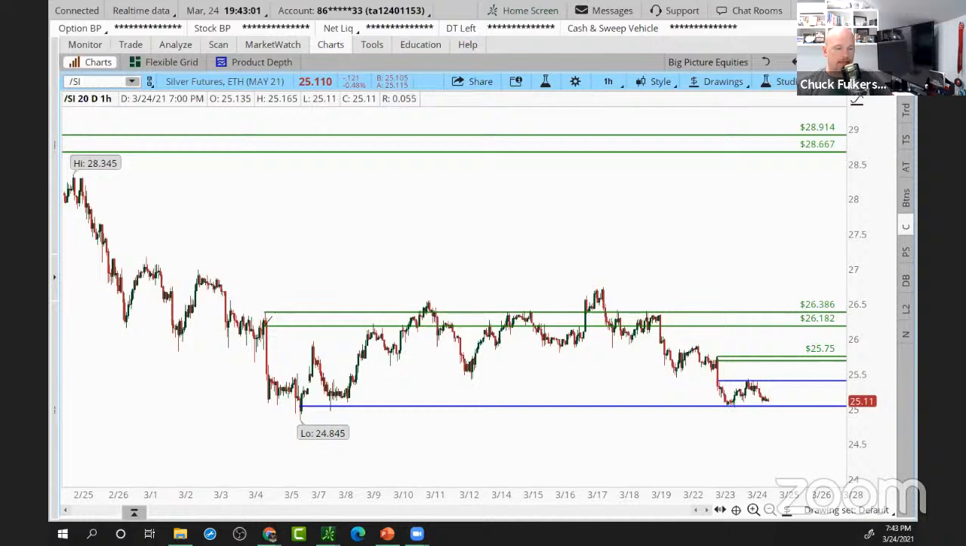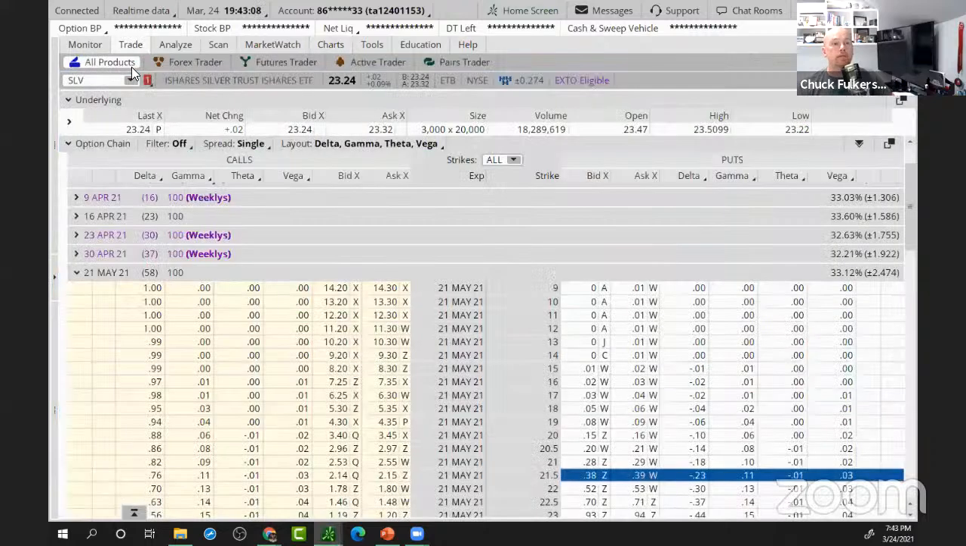Let's see. Kelly says, did you just show how to roll down, or did you go further out to the next expiration as well? I did. I went further out to the next expiration as well. We're rolling down and out. That's the "and out" part, right? Rolling down is lowering our strike price. Rolling out is our time. That's why we talk about down and out.